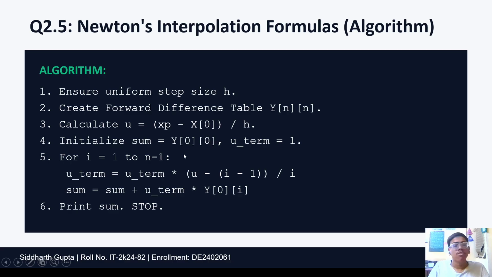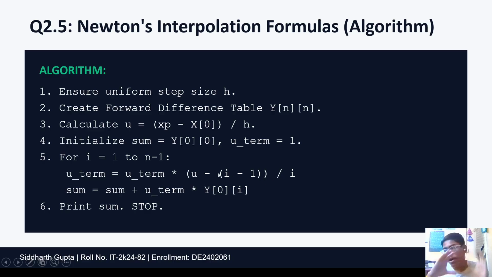We will start a for loop from i equal to 1 to n minus 1, and we'll say that u term will be equal to u term into u minus i minus 1 by i. This we have already done. And sum is equal to sum plus u term into y of 0, i. And we'll print the sum. You already know what this is: u term is equal to u term into u minus i.